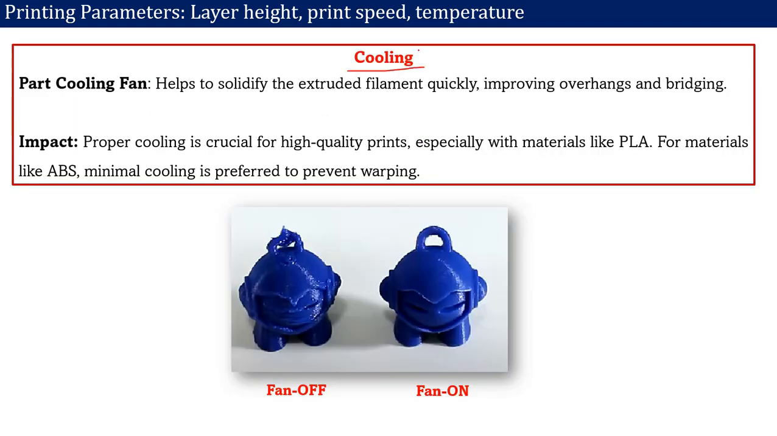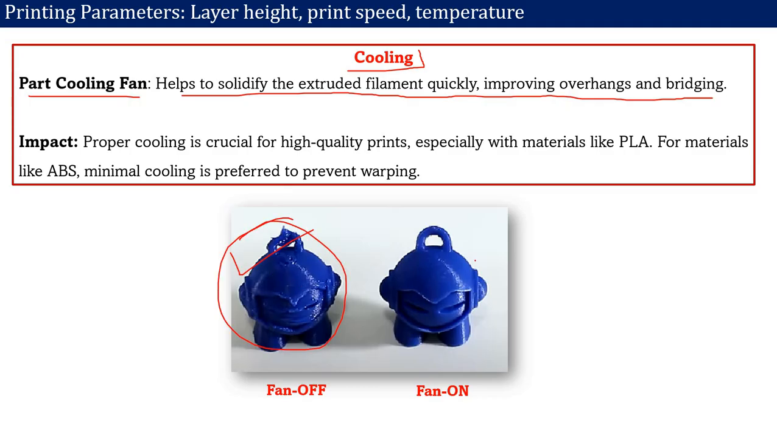After that, we have the cooling. So here we have the cooling fan. By default, the cooling fan is operated. It helps to solidify the extruded filament quickly, improving the overhangs and the bridging. Okay, proper cooling is very important. If the cooling is not proper, you see the defects are there here. If the fan is off and if the fan is on, see the print quality. Okay, so that comes in the form of the cooling. Okay, so these are the printing parameters.